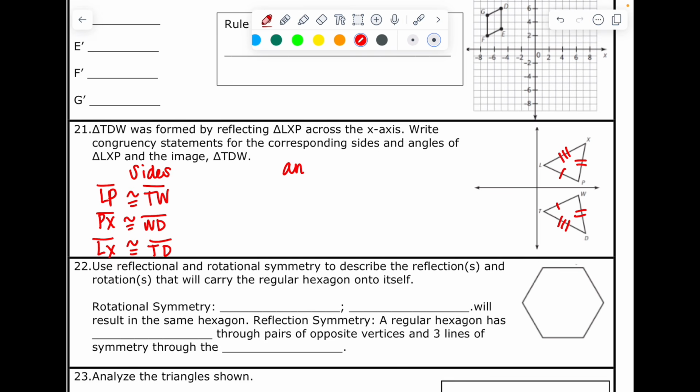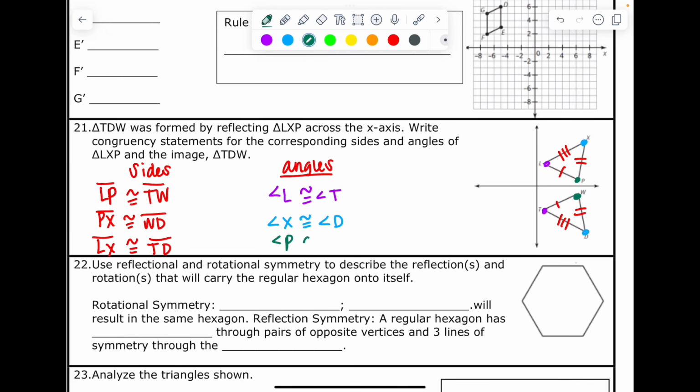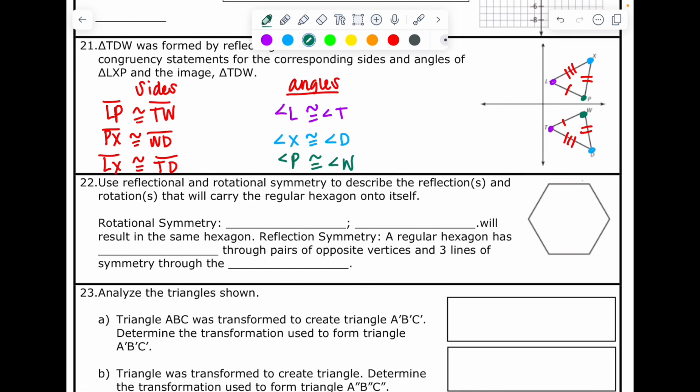And then the angles. All right, angle L matches with angle T. Okay. And then angle X matches with angle D. And then angle W and angle P are congruent. So angle P is congruent to angle W. LXP, TDW. Okay, good. Go ahead and take a look at number 22, which has nothing to do with 21.